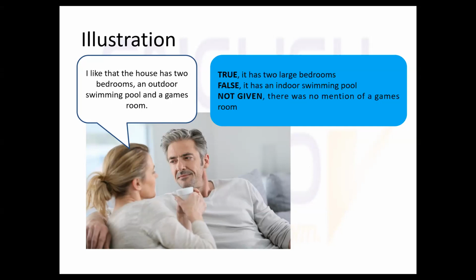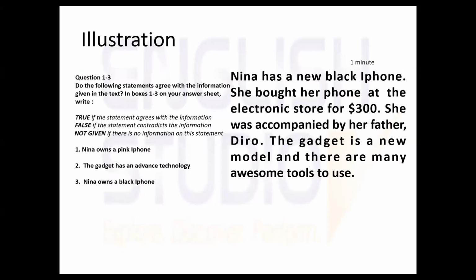Okay, let's move to the real question in the IELTS. Here is the illustration too. In IELTS, you always have the exact same question like this. Questions 1 to 3, do the following statements agree with the information given in the text? In boxes 1 to 3 on the answer sheet, write true if the statement agrees with the information, false if the statement contradicts the information, not given if there is no information on this.